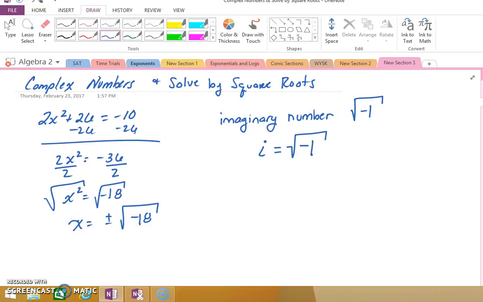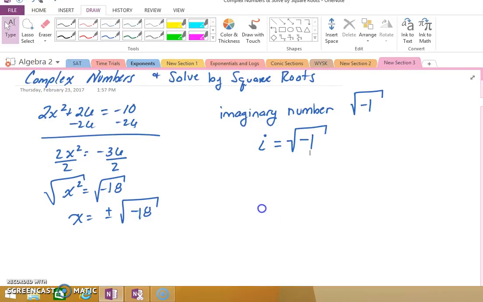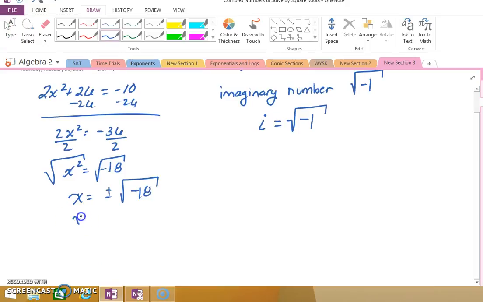Okay, so how does that actually help us out, and why would we want to do this, and how does this all come together? Well, it allows us to break this problem down just a little bit. We know x is equal to plus or minus the square root of negative 18. I can break negative 18 into negative 1 times 18. I know what the square root of negative 1 is now. We just learned, it's an imaginary number. So we evaluate that, and that leaves me with plus or minus i square root of 18.